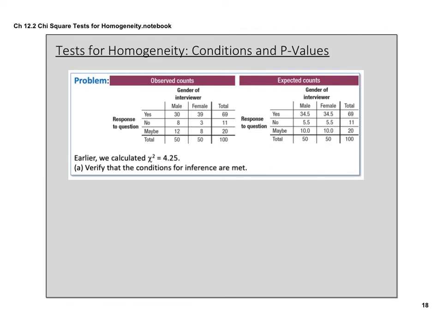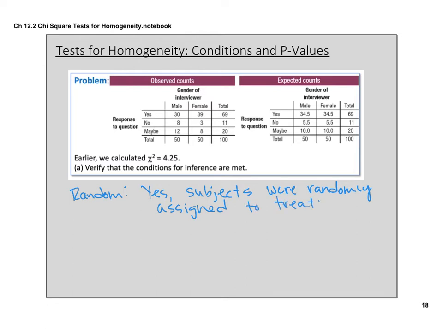So let's talk about conditions. So in conditions, do we have random assignment? Yes. Okay, the subjects were randomly assigned to the treatment. Then this was an experiment. So we do not need to talk about the 10% condition because we used every single person in the experiment.